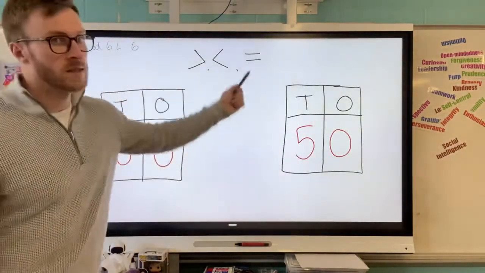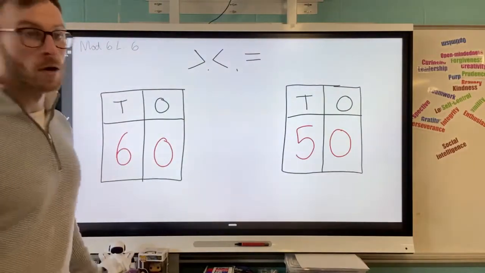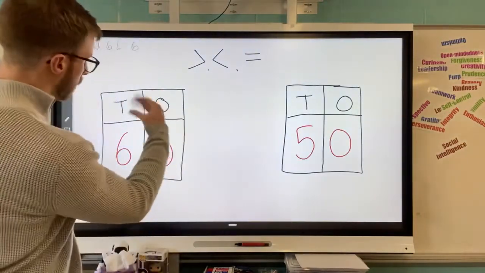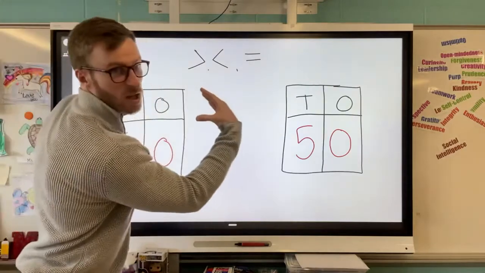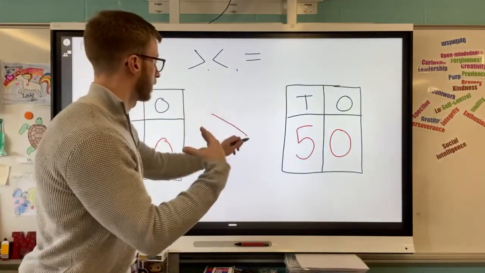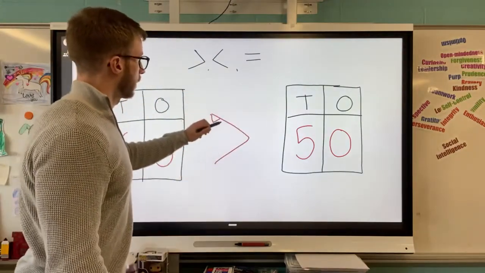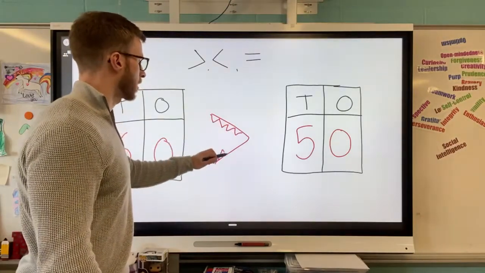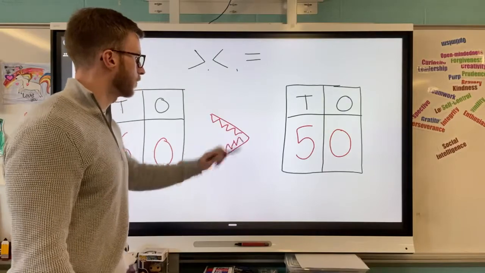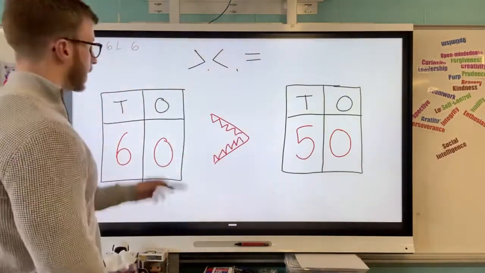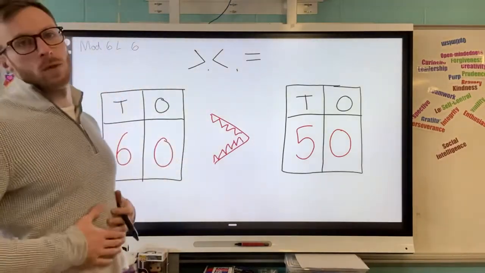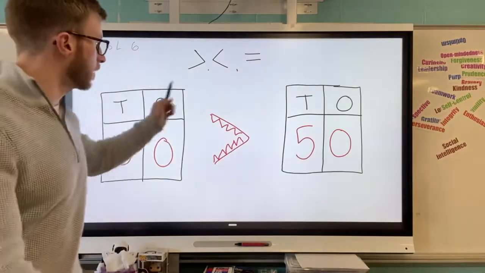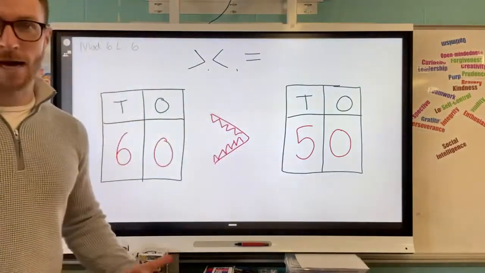Now I've got to figure out which sign I want. Remember, I want the alligator eating the bigger number, so I want it to look like that. So I'm going to draw my symbol like this. I'm not always going to do this because this isn't what the symbol actually looks like, but for the first problem I'm going to. It's like the alligator's eating the bigger number because the alligator's really hungry. Okay, so 60 is greater than 50. That's how we read that.